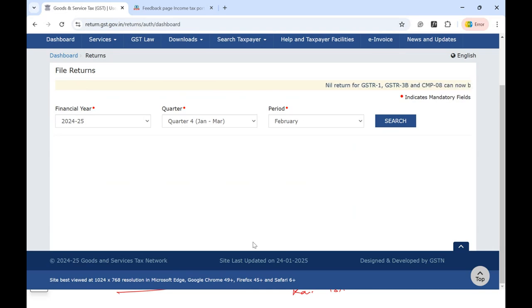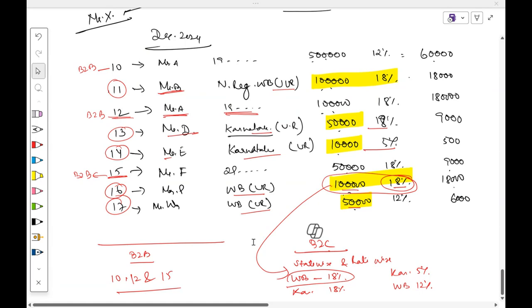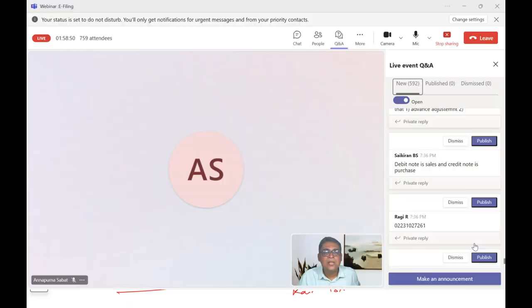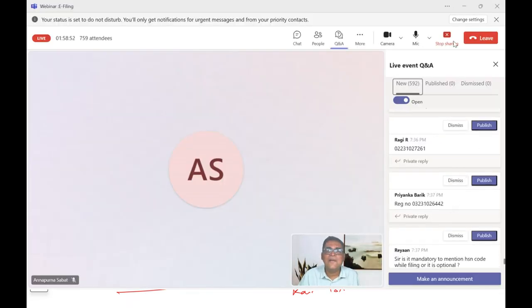if you are a registered person under the regular scheme and not under the quarterly QRMP scheme. Is it clear to all? Does anyone have any question? Please raise.